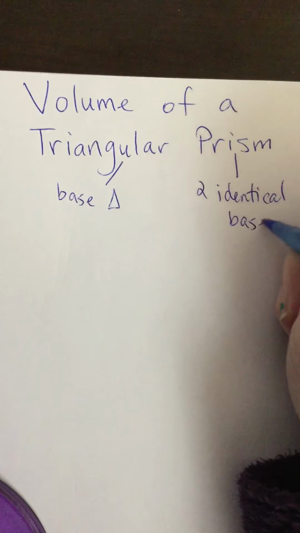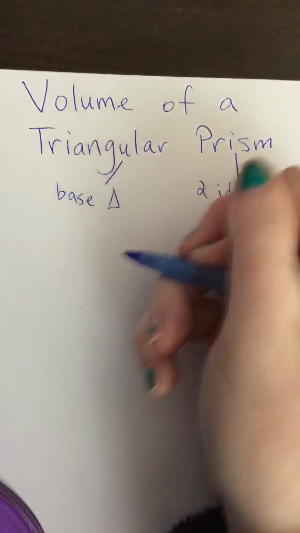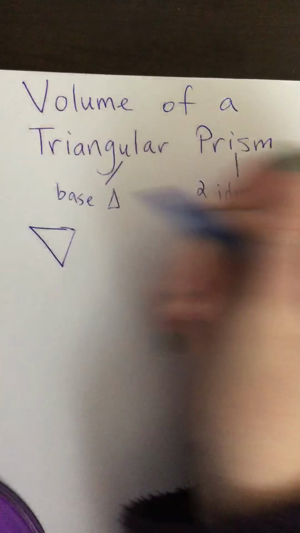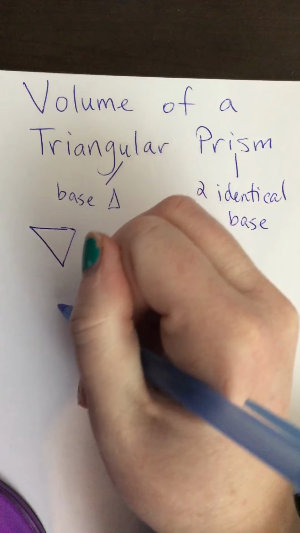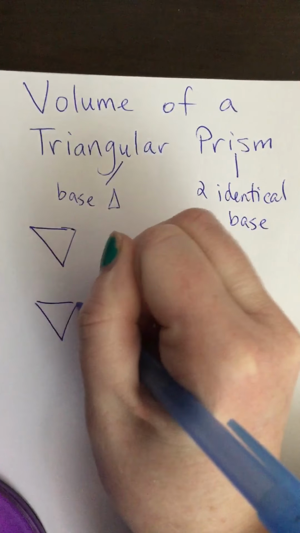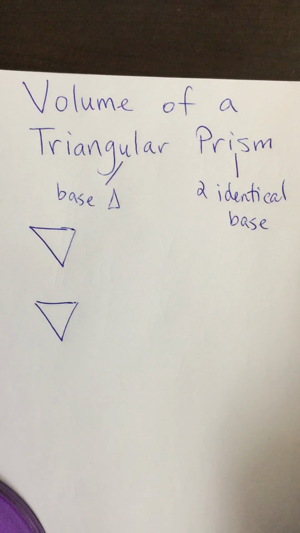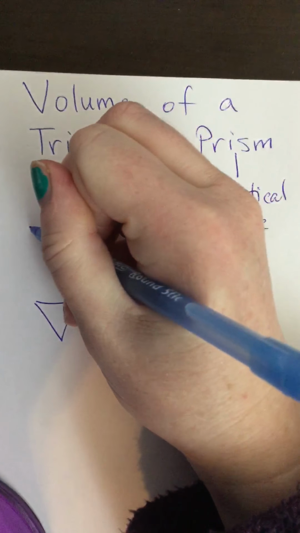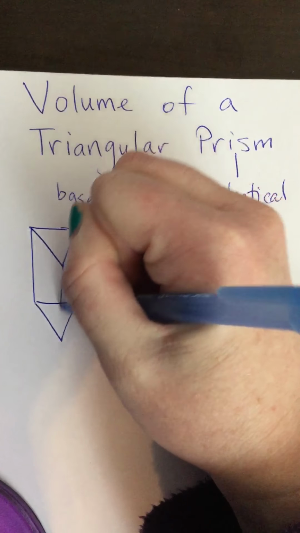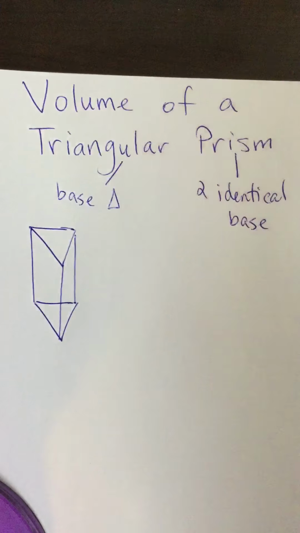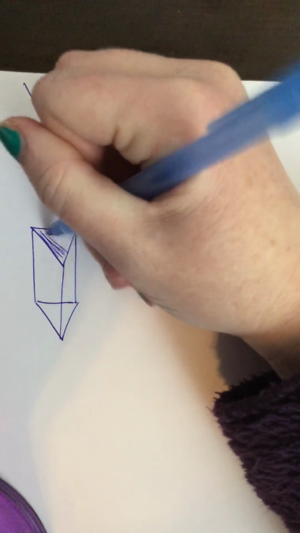All right, so let's try and draw one. Here we go. I'm going to draw the top. Okay, and then I'm going to draw an identical base on the bottom. Those are kind of identical. All right, now we're going to connect them. All right, so that is your prism. Poorly drawn, but hey, it's still a prism.